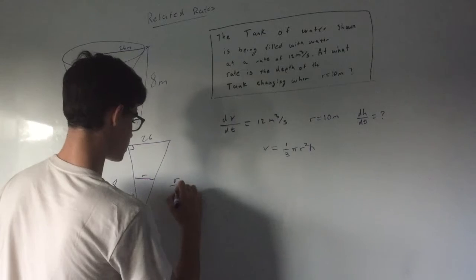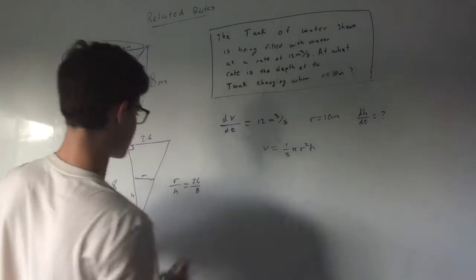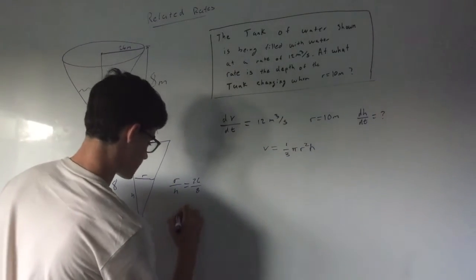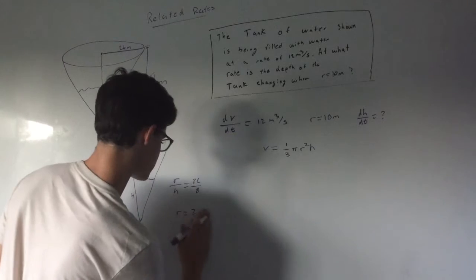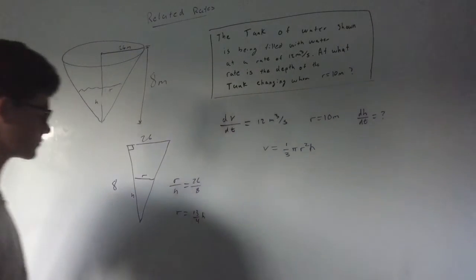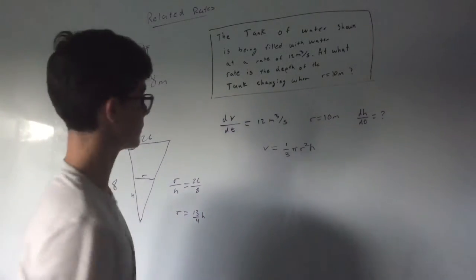So R is to H as 26 is to 8. And from here, we can find what R is in terms of H. R is equal to 26, or 13 over 4, if you want to simplify it, H. Okay, so if we take this and we put it into our equation, we're getting somewhere, right?